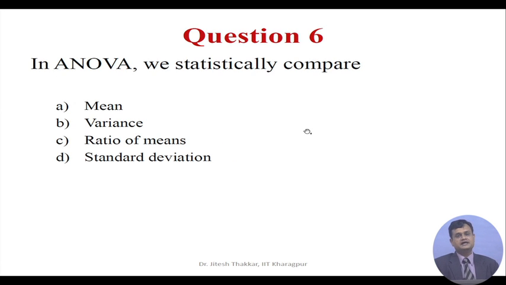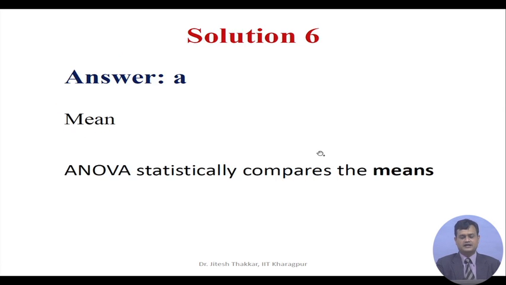Question 6. In ANOVA, we statistically compare mean, variance, ratio of means, or standard deviation. What is the correct option? The correct option is A, mean. ANOVA statistically compares the means.